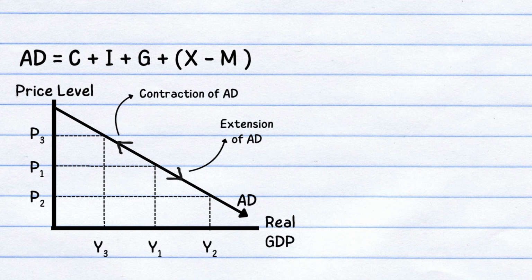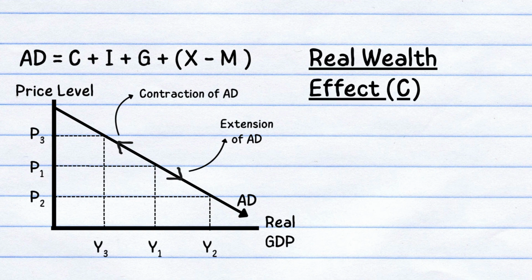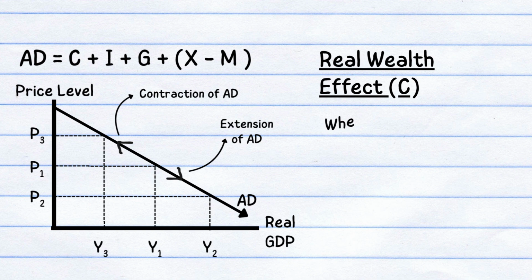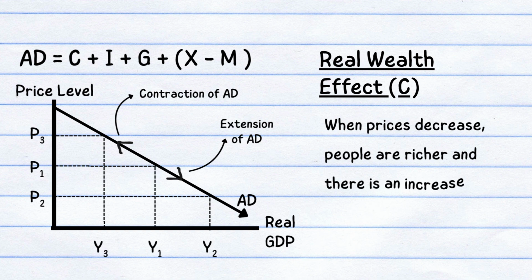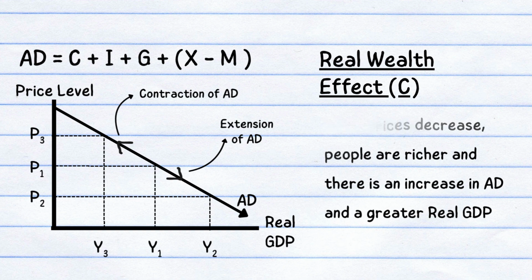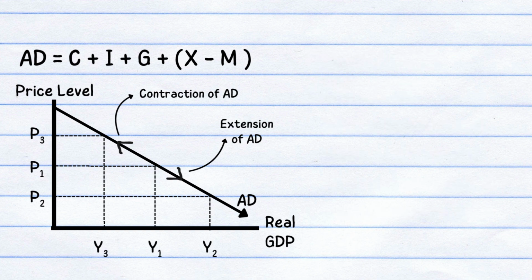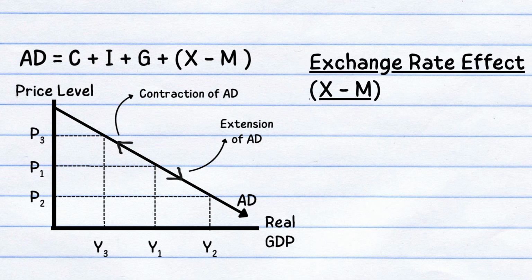One of the things that causes this slope to be downward is the real wealth effect. When the price level decreases, people feel richer because they have more to spend. And so they will be spending more on consumer goods and they will see an increase in aggregate demand and real GDP.